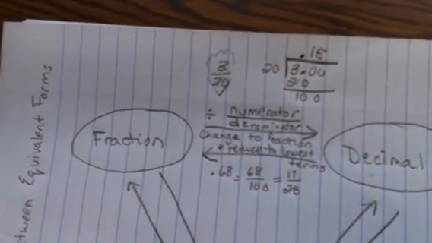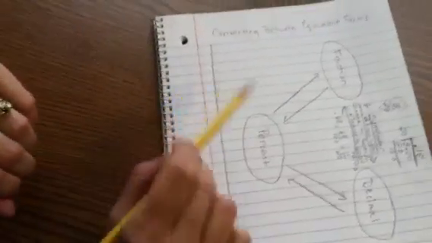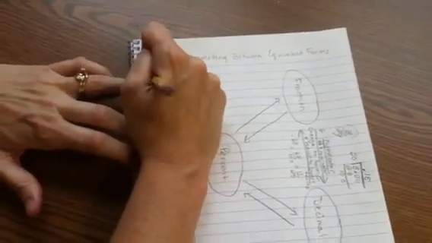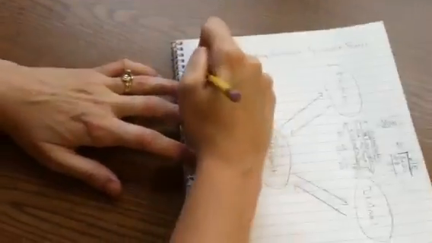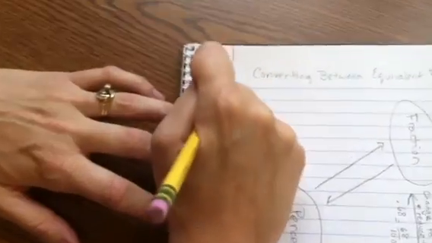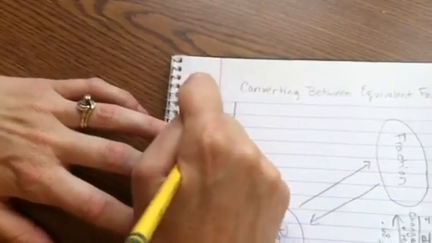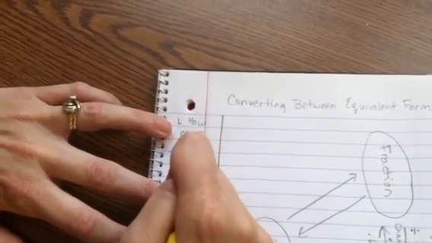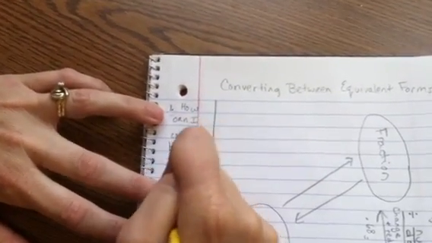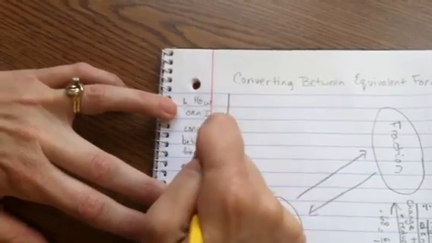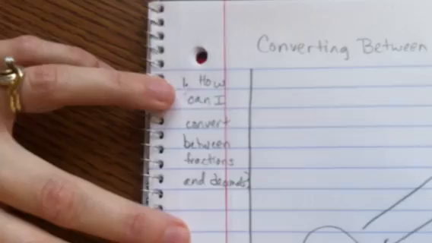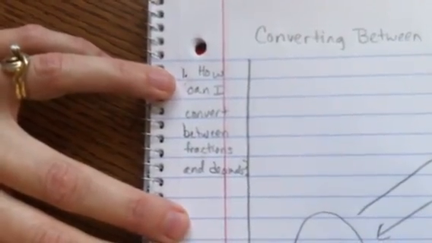So over here on the left-hand side in Cornell Notes, you write questions that help you for when you study. Well, what we just did right here was convert between fractions and decimals. So my first question over here might be, how can I convert between fractions and decimals? And I have pretty messy writing, but basically, how can I convert between fractions and decimals?